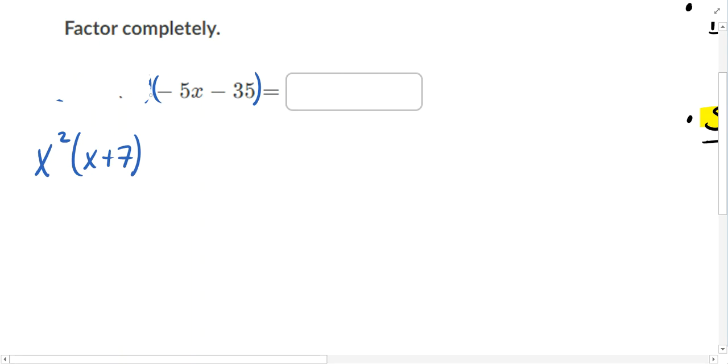And on the second group, I see negative 5x and negative 35. Well, they have a common factor, and I'm going to use the number negative 5 as the common factor. One of the tricks you'll pick up on is that if the leading coefficient is negative, it's often a good idea to factor out a negative number to make things work a little bit more nicely. Now, after I divide negative 5x by negative 5, I'm left with a positive x. And after I divide negative 35 by negative 5, I'm left with a positive 7.